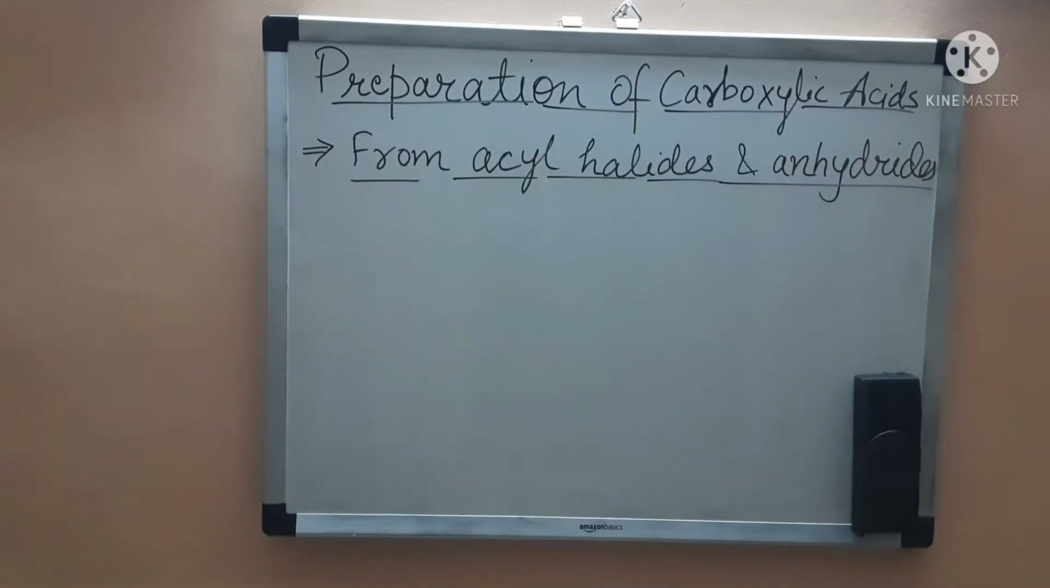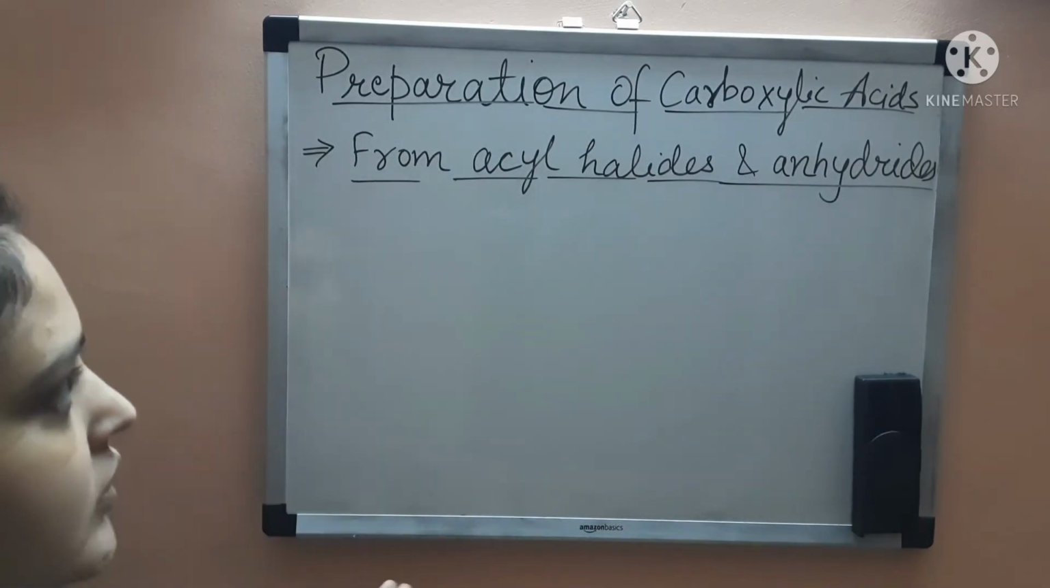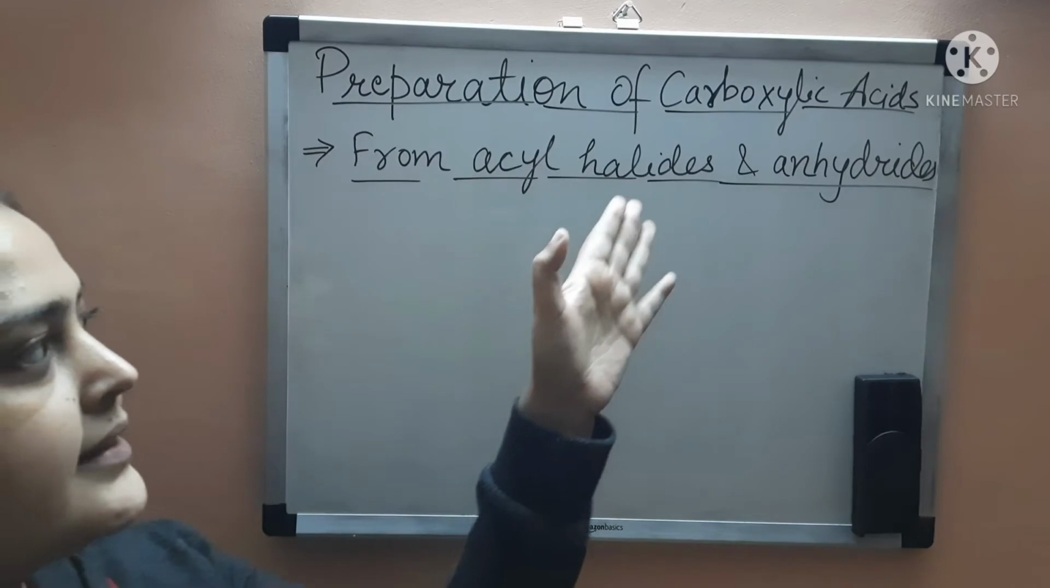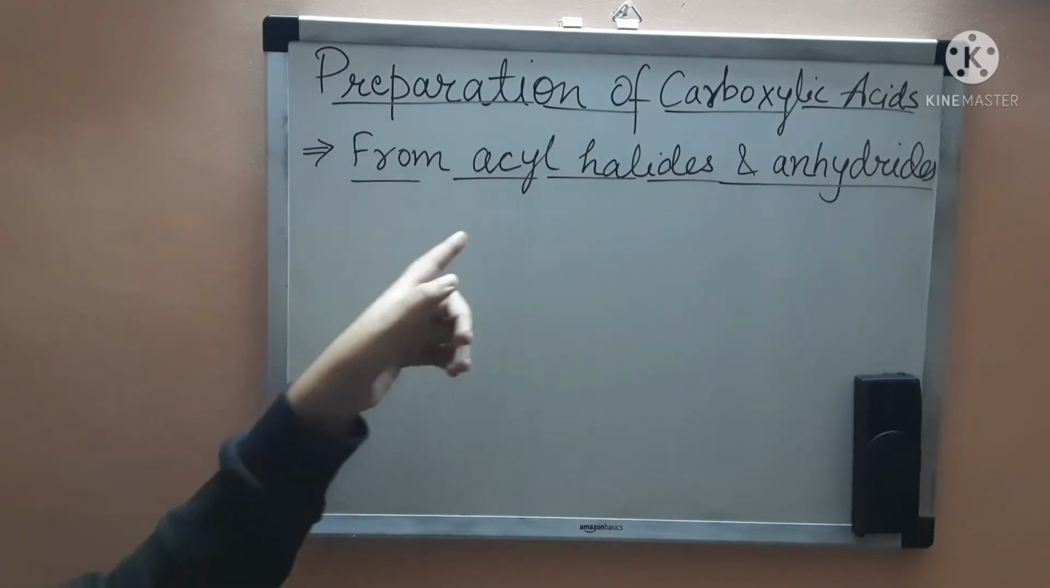And let us start with our today's topic. Hello everyone, today we'll learn about preparation of carboxylic acid from acyl halides and anhydride and from esters. So first we will start with acyl halide.